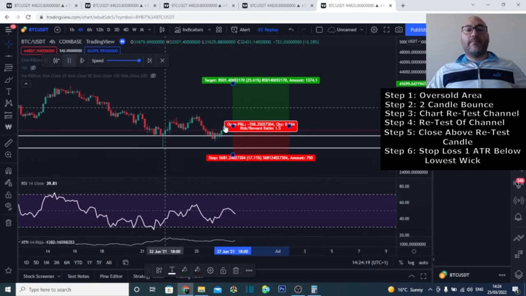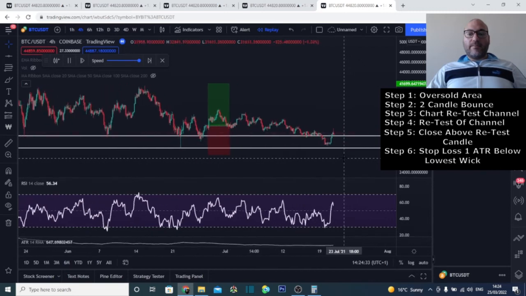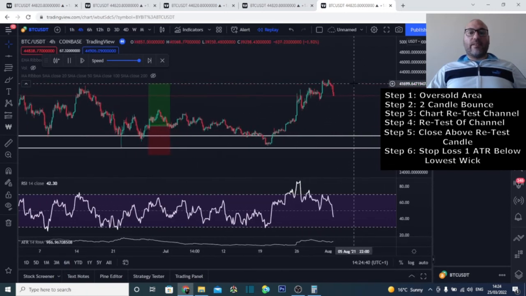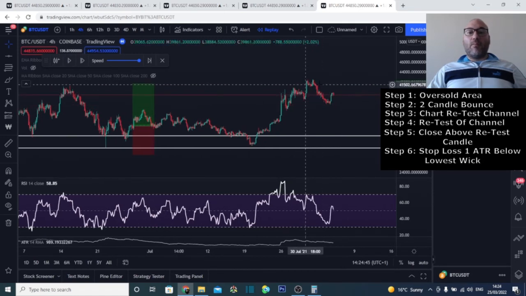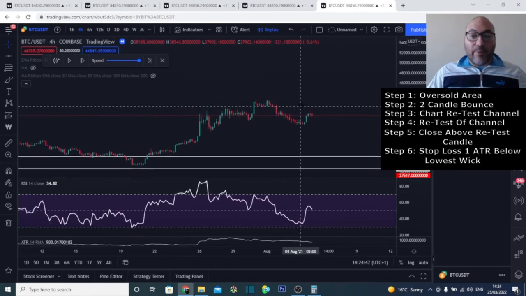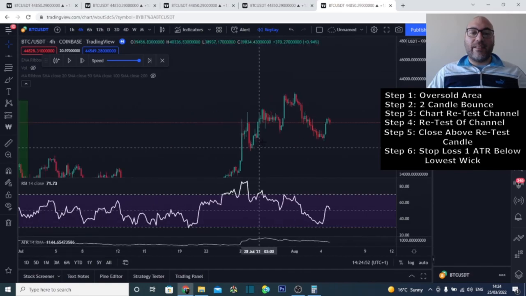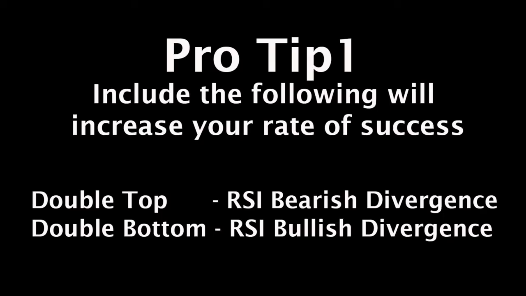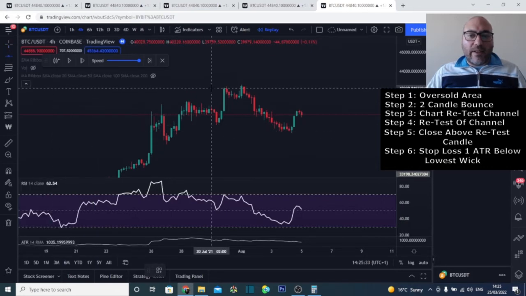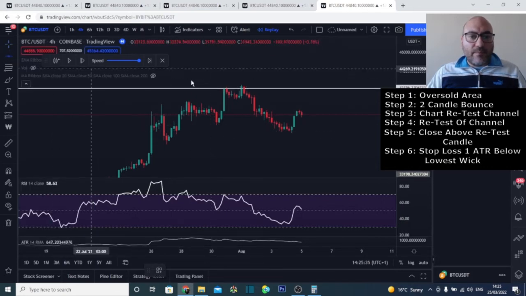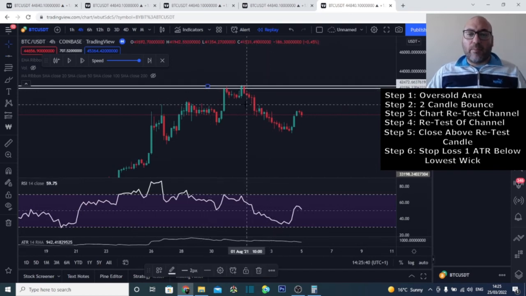Let's hit the play button. And as you can see right now, we exactly hit our target before, and this is another good example, before making another double top and reversing the trend. So we got our channel here, and we exactly close in that channel, not above it.